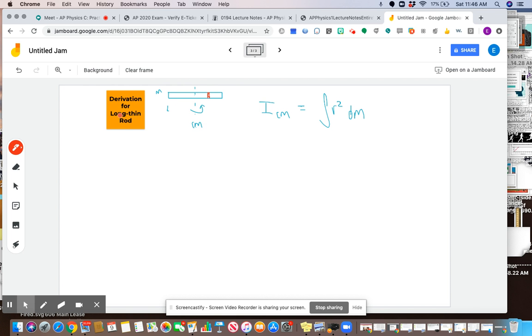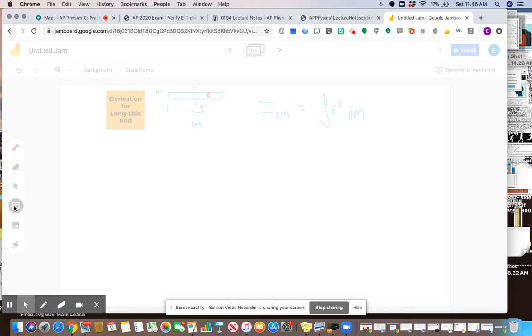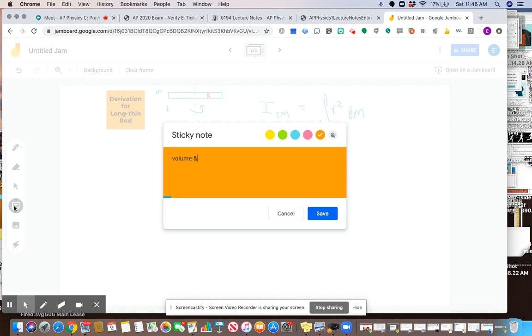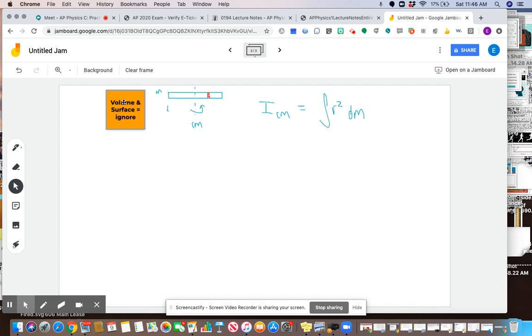So if it's a long and thin rod, we can ignore the volume. So volume is negligible. And surface area is negligible because it says it's long and thin. We need to focus on the linear mass density. We know that linear mass density is lambda. That's equal to the mass of the entire object divided by its length.